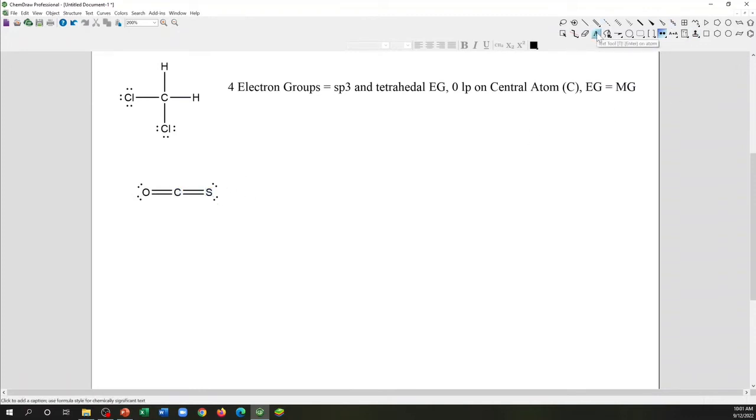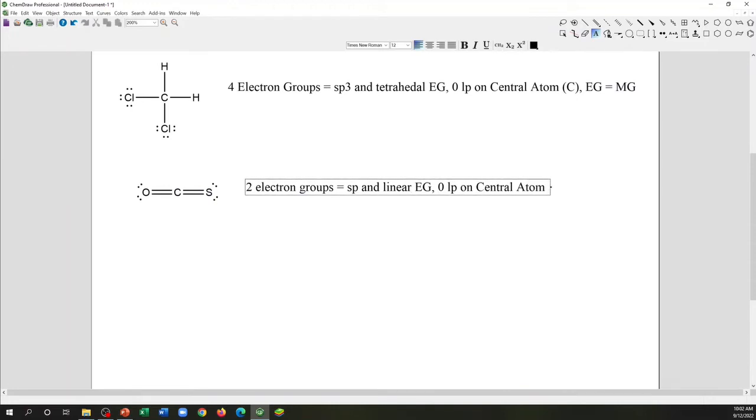The hybridization of the carbon. So there are 2 electron groups on the central atom. And anytime you have 2 electron groups, then your hybridization is sp, and the geometry is going to be linear. So you have linear electron geometry. There are 0 lone pairs on the central atom, which is true in this case because carbon is the central atom. Then your electron geometry and your molecular geometry are the same, so it's also linear.